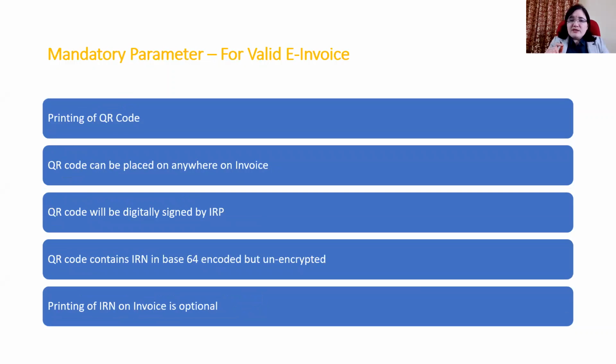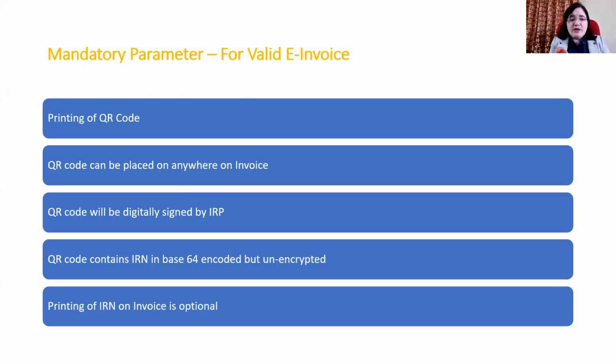Second key aspect: whenever you are printing your QR code on your tax invoice, keep in mind that there is no restriction on where you have to print that QR code. But it should be on the face of the invoice. It's not like there is a specific part, so you can place the QR code anywhere on the tax invoice.